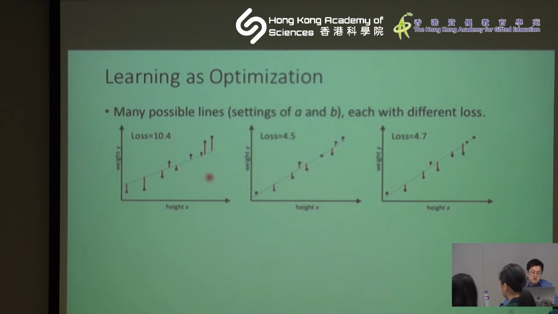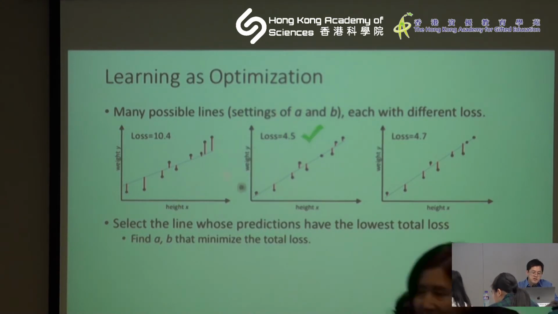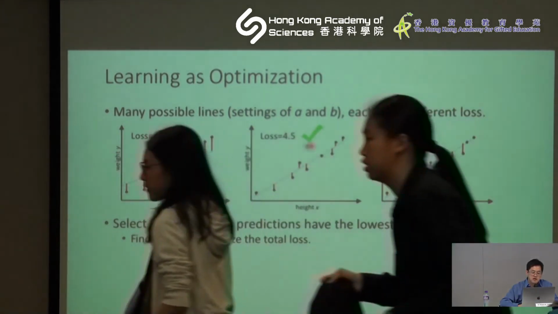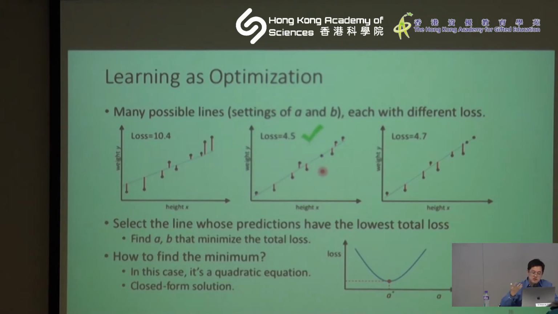In the beginning, I said machine learning is an optimization problem. So in the end, we just say, okay, we have this loss, and we can use it to select which one is the best model. We pick the line that has the lowest total loss. In other words, we select the a and b that give the least total loss. In this example, it's this one, which has loss 4.5. So that's the intuition.